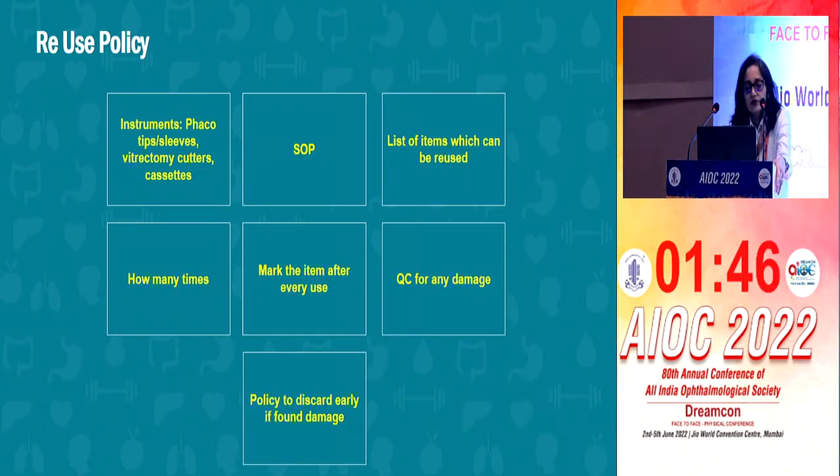Reuse policy. A couple of instruments like phaco tips, sleeves, vitrectomy cutters, cassettes, we reuse, right? So we have to make an SOP, we have to list out all these items which we are supposed to reuse, how many times we'll reuse, and we have to mark the item after every use. And frequent quality checks should be done for any kind of damage. There should also be a policy to discard early in case damage happens.